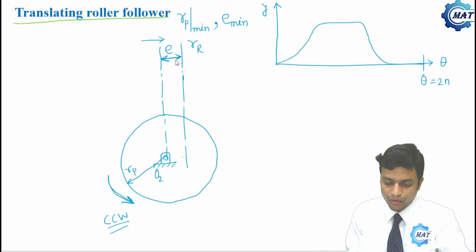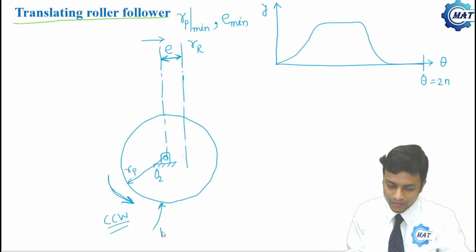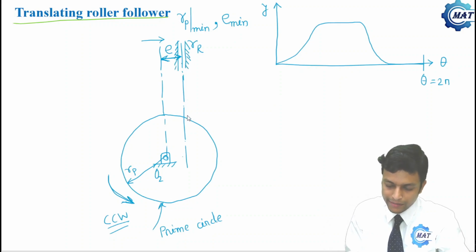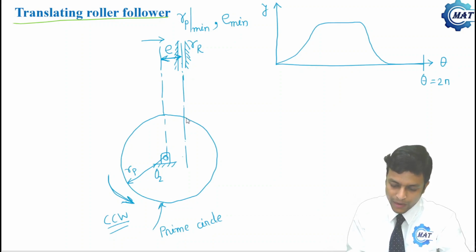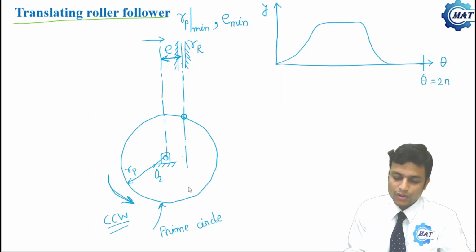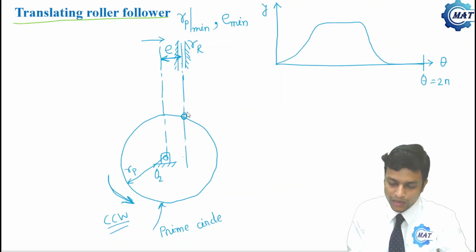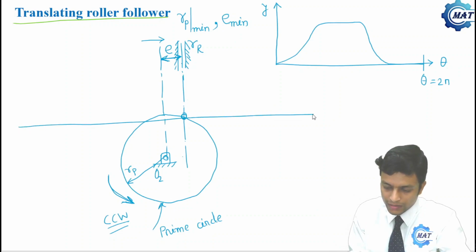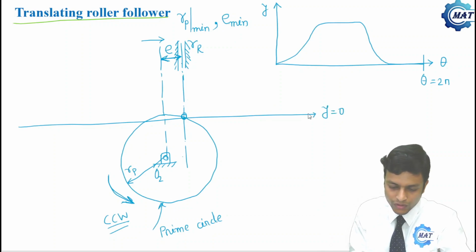Now for the roller follower, if this is the prime circle, then the intersection between the follower axis, this is the follower axis, this is the fixed link, this is the fixed guide, and the prime circle is the minimum height of the follower. So this is the corresponding minimum height of the follower. So from this level we can say that at this level y equal to 0.